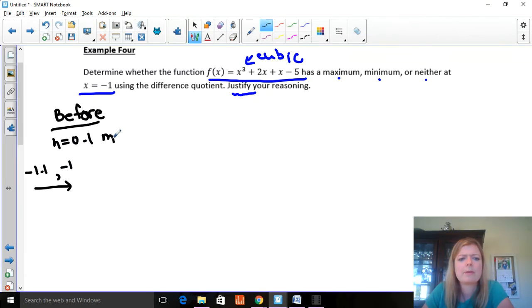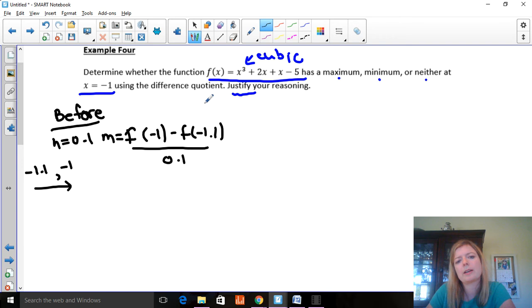So our slope then is f at -1 minus f at -1.1, all divided by 0.1. Remember, -1 is over here, so you want to do the right one minus the left one. If you put -1 into the function, you get -5. And if you put -1.1 into the function, you get -5.01.